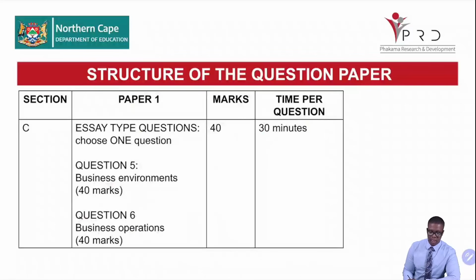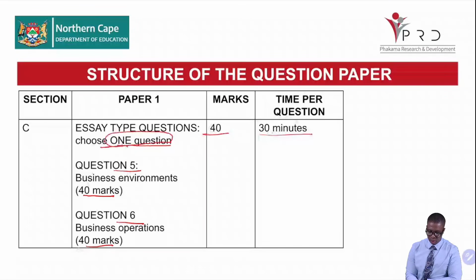Now let's go to an essay. Here we have an essay type question, and you are expected to choose 1 question. You have question 5 and question 6. With questions 5 and 6, 40 marks is allocated for each essay question, and the instruction is clear: choose 1 question in your section C. The mark allocated is 40, and the time you should spend is 30 minutes.